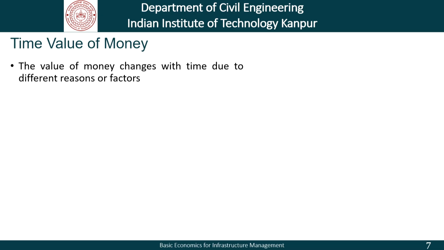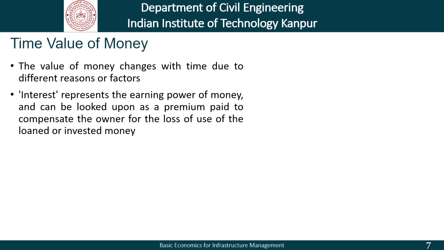As I just said, the value of money changes with time due to different reasons or factors. Inflation is one of them. Interest, as I just mentioned, represents the earning power of money and can be looked upon as the premium paid to compensate the owner for the loss of use of the loaned or invested money. We deposit some money in the bank. The bank pays us some interest. Why?